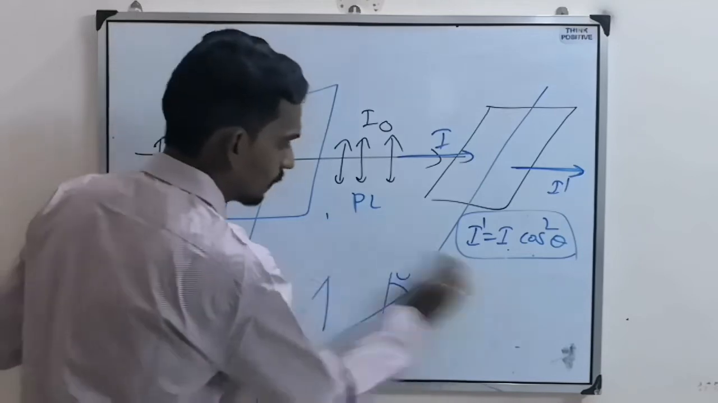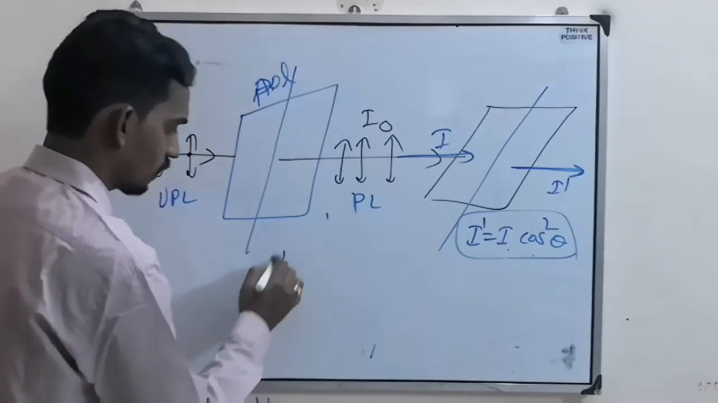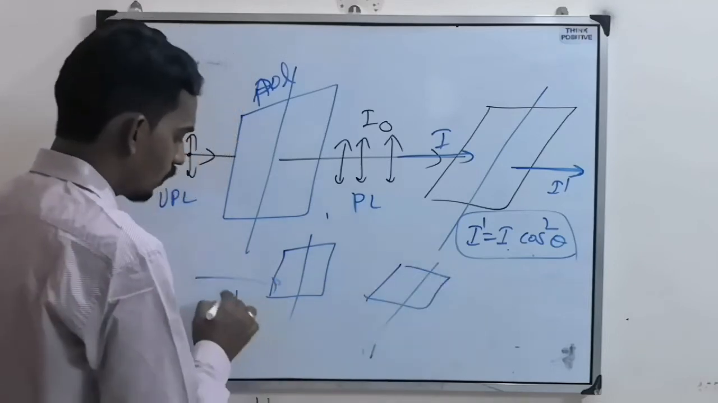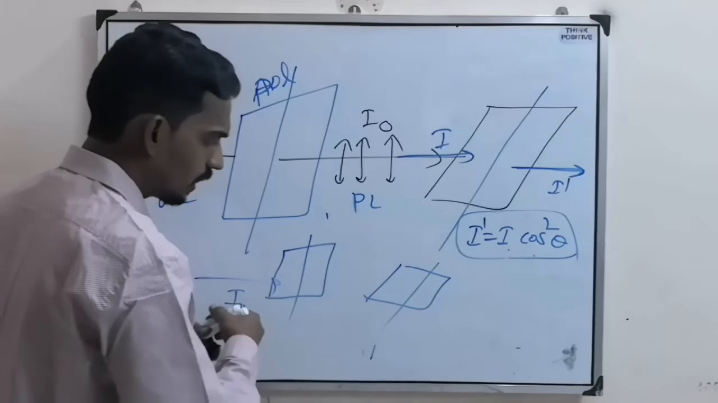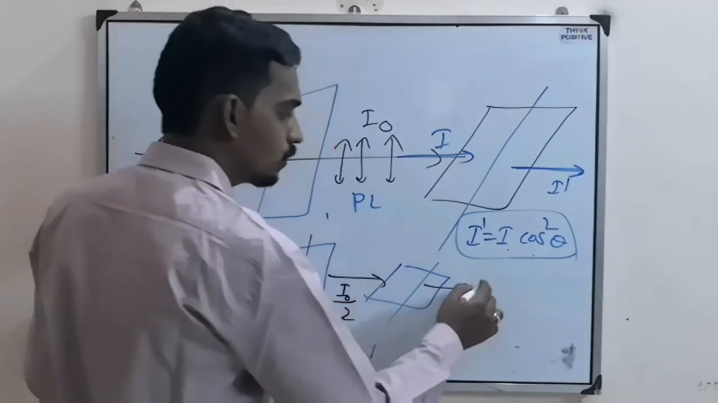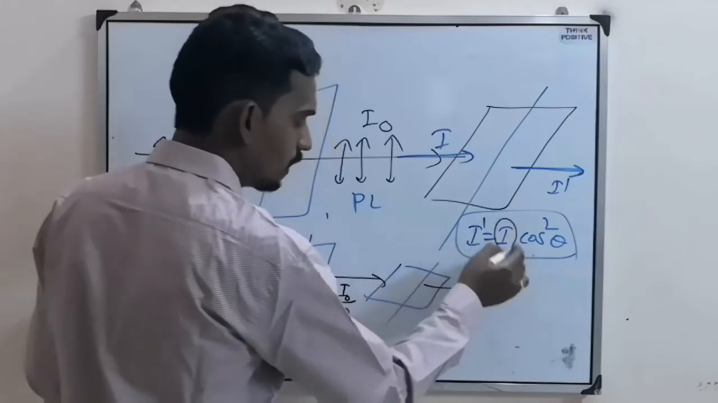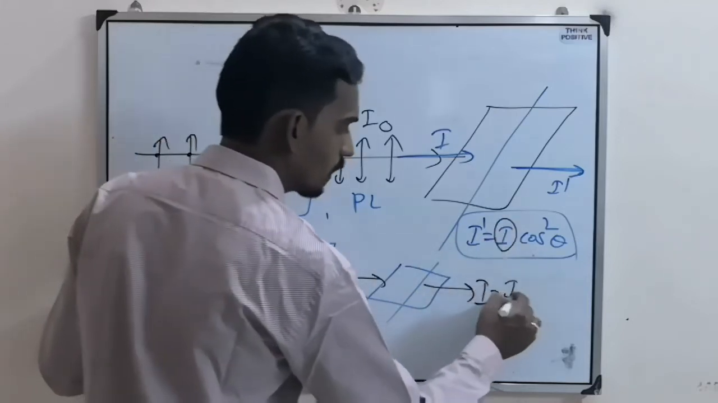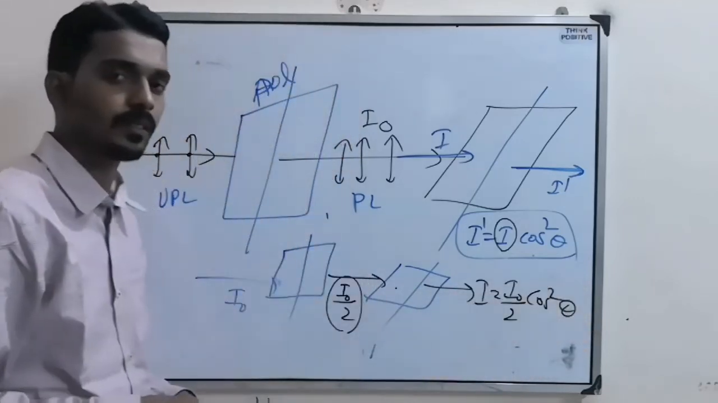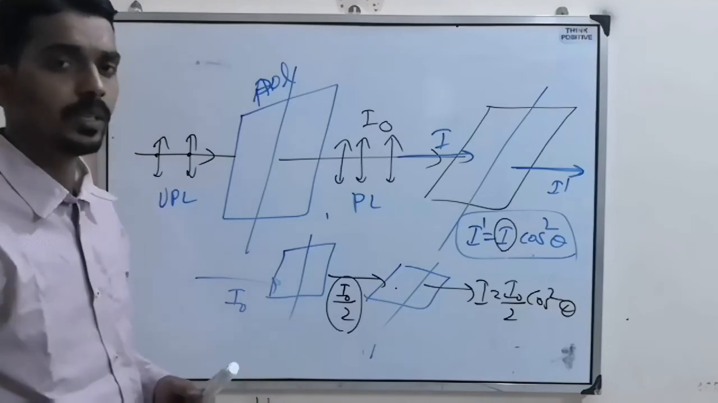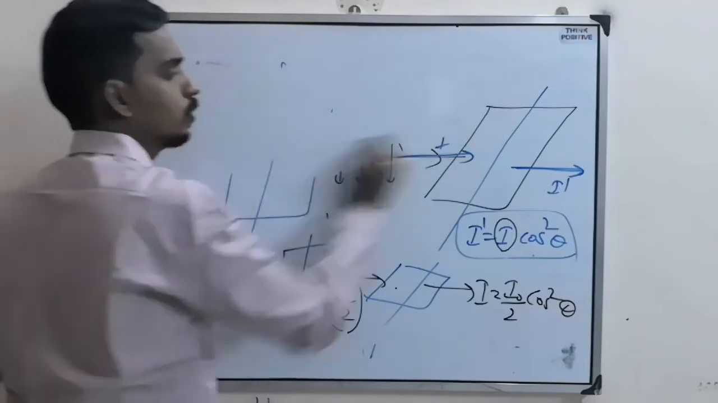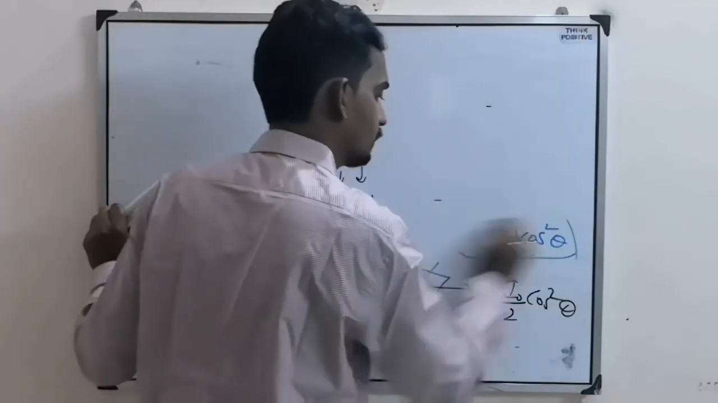Suppose, generally, there is one polarizer, and now there is one analyzer. Now I naught intensity falls here. Then how much will come out actually? I naught by 2. Now how much will come out here? I equal to, see, I means the intensity falling on this one, I naught by 2, cos square theta. Like this you need to understand. Or they can ask a question like this also. I will explain one more example.